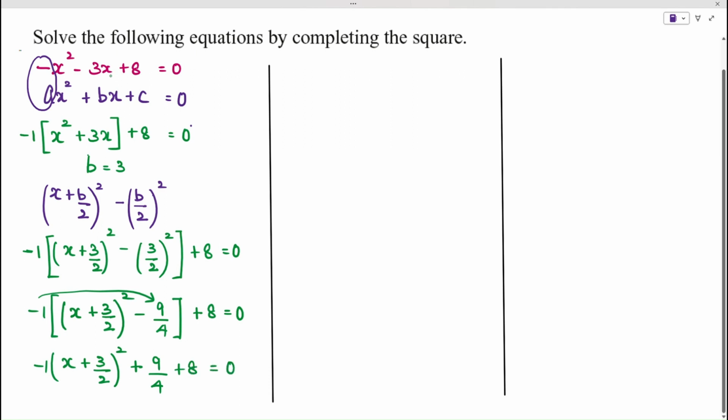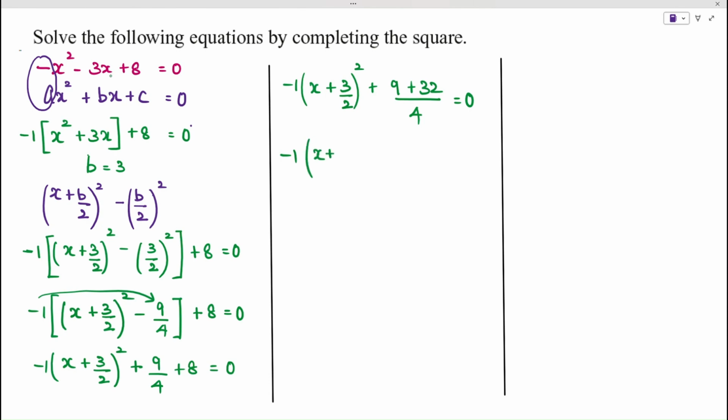And now we can bring our 8 into our fraction. And so for that we get minus 1 times x plus 3 over 2 the whole squared plus 9 plus 32 over 4, which is equal to 0. Then we have minus 1 times x plus 3 over 2 the whole squared plus 41 over 4. So we simplified our fraction. That's equal to 0. Now we have our equation in the completed the square form.